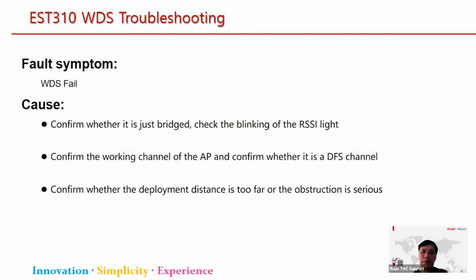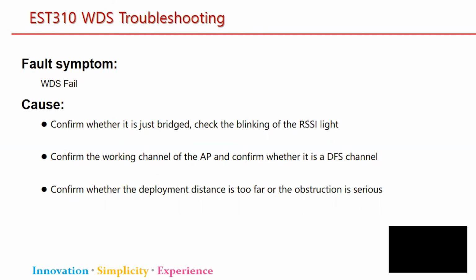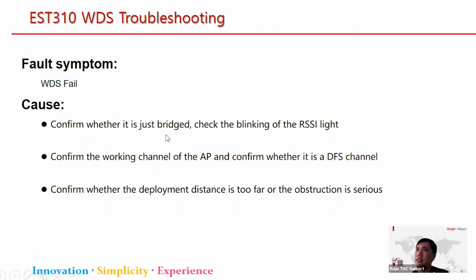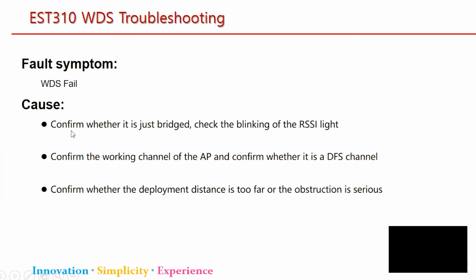So now we are moving to the troubleshooting step. Normally, troubleshooting for EST is a WDS overlay failure. That means your bridging is not up. So what is the cause? The cause will be confirmed by whether the RSSI line on the bridge is blinking. Why is this first check very important?